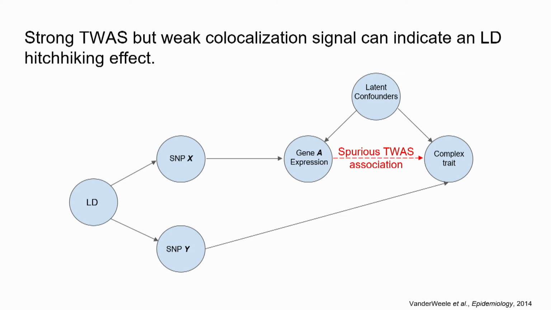On the other hand, if you have a strong TWAS signal but weak colocalization, this can indicate what's called an LD hitchhiking effect. So in this example, you have SNP-X, your QTL that you're using, that's in LD with some direct effect SNP, SNP-Y. And basically, this is inducing a false or spurious TWAS association. And you can see in this case, you don't actually have colocalization.